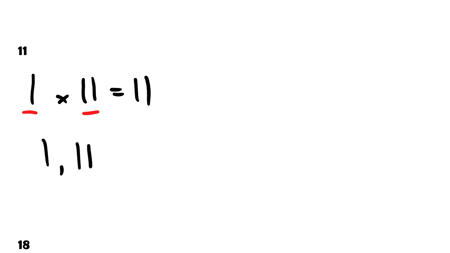We're going to do it again, but with 11 this time. What are the numbers that multiply to get 11? 1 times 11. These are the only two numbers that multiply to get 11. So our factors for 11 are 1 and 11. Now this is a prime number because we only have the 1 and the 11 that can get us to 11. They're the only factors.